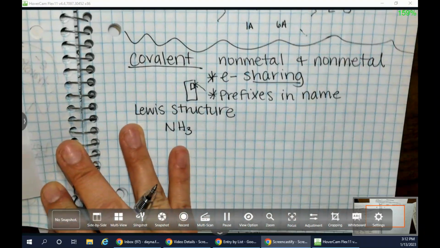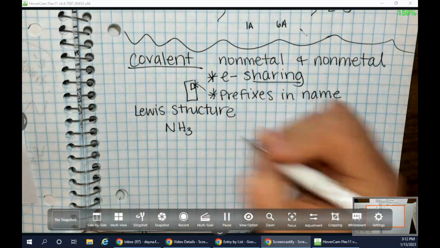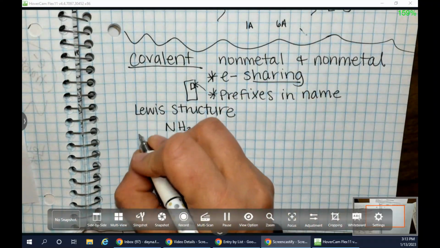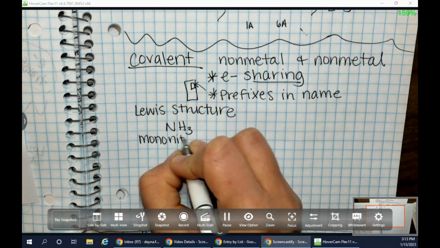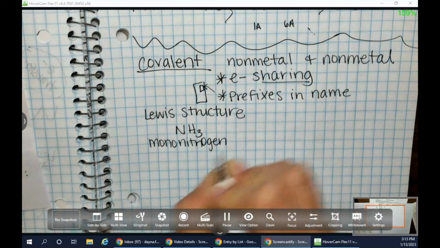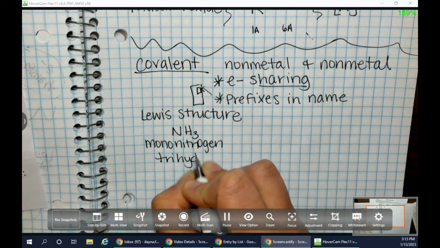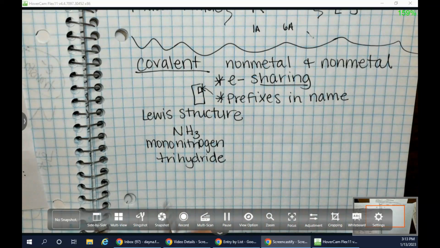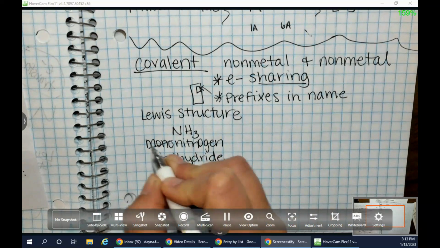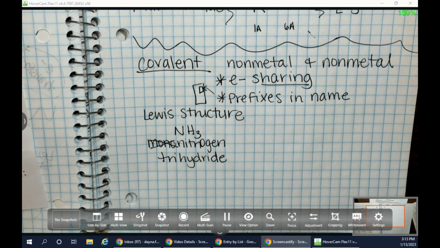The way that we would name this with the prefixes is we would usually say mononitrogen trihydride, but there is one weird rule about covalent, and that is that you never write mono on the first one. You can't write the mono on the first one. You would just put nitrogen trihydride. If there were 2 nitrogens, you would say dinitrogen trihydride. Mono is just the only one you can't write on the first one.